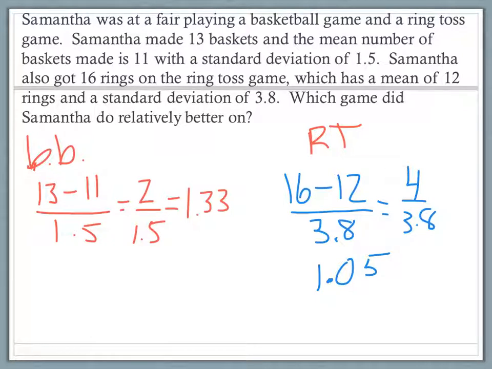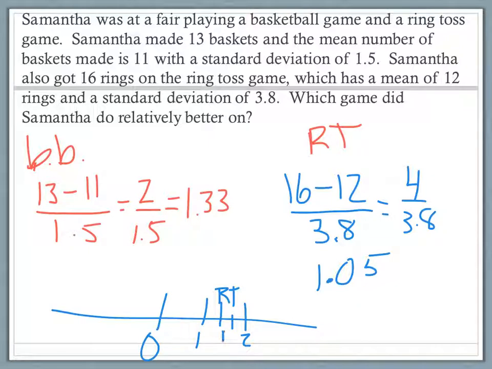Now, I want to know which one we did relatively better on. Here's 0. If this was 1, then 1.05 would be right here, which would be the ring toss. And then 1.3, if this is 2, 1.3 would be right here, and that would be basketball. Which one is further away from the average, or further away from 0? Well, basketball is. So the one I did better on would be the basketball game. I'm going to put basketball.